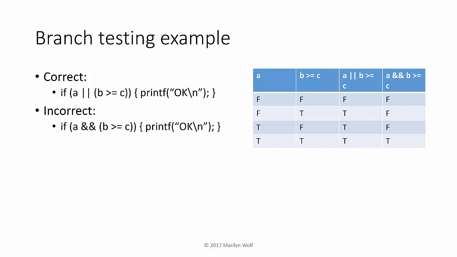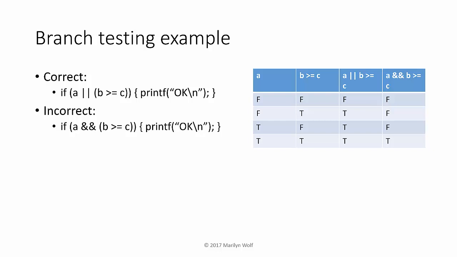Well, we can build a truth table. The two variables in this case are A and B greater than or equal to C. We have one column for the correct test, A or B greater than or equal to C, and another column for the incorrect test, A and B greater than or equal to C. We have four different combinations that we may want to test: false, false; false, true; true, false; and true, true.